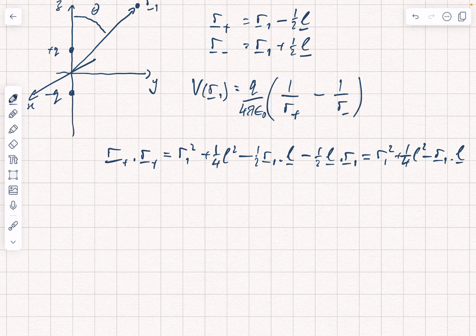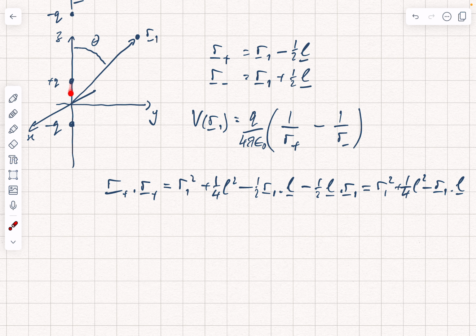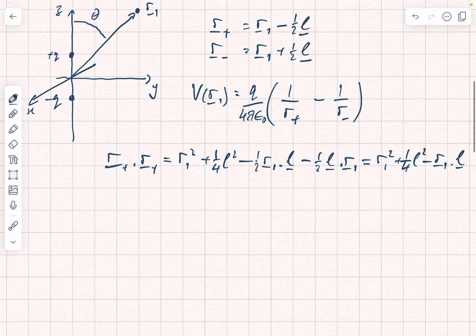Now, what's r1 dotted with L? Well, if we go back up to our diagram, we can see that here's the vector L, here's r1, so the dot product is going to bring in a cos theta. So overall, we can say that that's equal to r1 squared plus a quarter L squared minus r1 L cos theta.